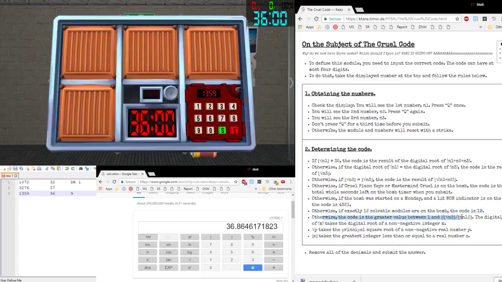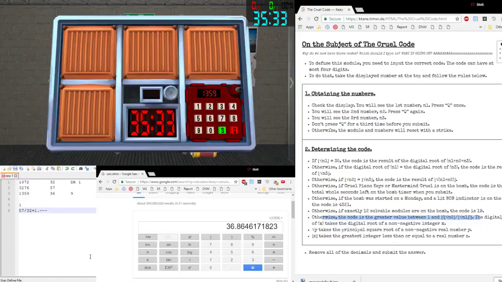Otherwise, the code is the greater value between 1 and the square root of 2 over the square root of 1, floored. Each of those floored. So we're going to take the square root of 2, floor it, which is 57, that's why I jotted that one down earlier. We're going to divide it by the first number, square rooted and floored, which is 32. That's going to be 1 point something.